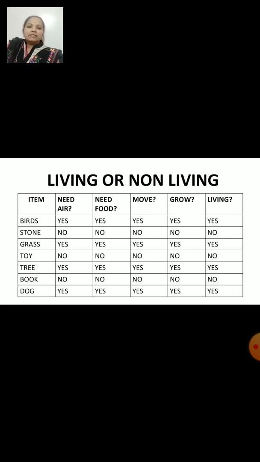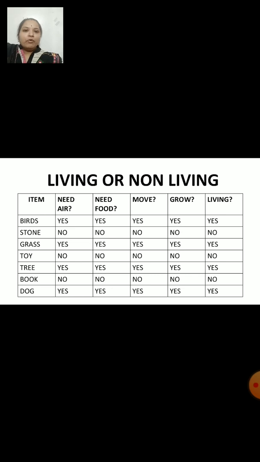Take the first example, which is bird. Does it need air? A bird needs air, it needs food, it also moves, right? It walks with the legs and it flies with the help of the wings. It also grows. So, it's a living thing.